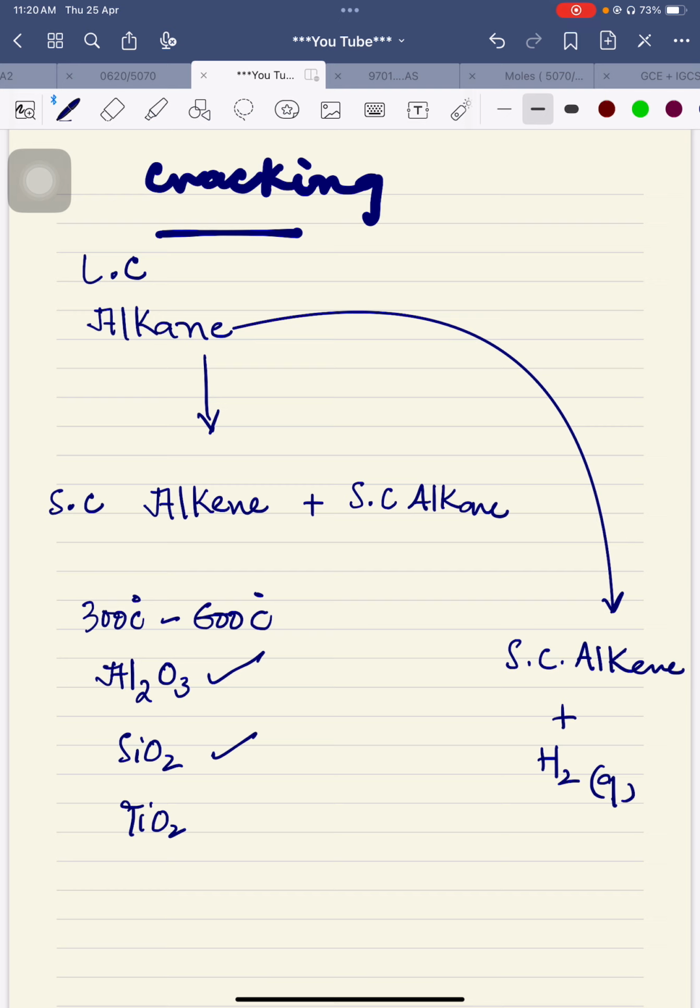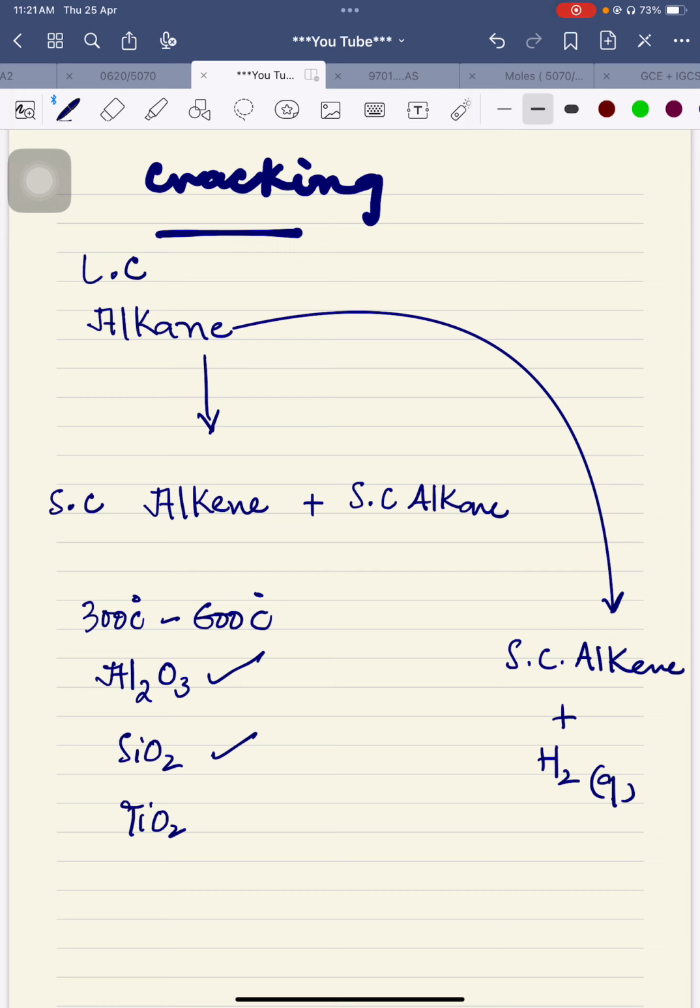One more trick which I would like to share with you all, and that is while doing cracking, remember that the number of carbon and hydrogen atoms present in the reactant should be equal to the number of carbon and hydrogen atoms present in the product. Before moving towards the practice and the reactions of cracking, I would like to bring your attention to the next point, and that is what an alkene is, because we are going to start making alkenes in cracking.